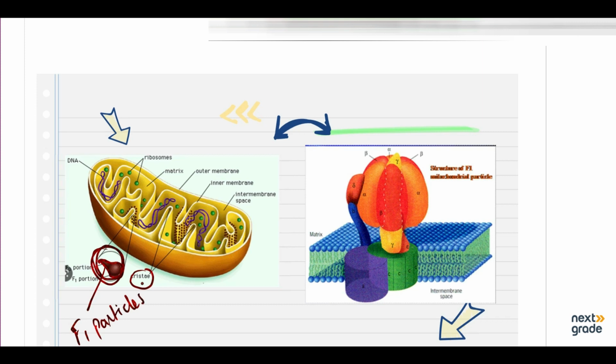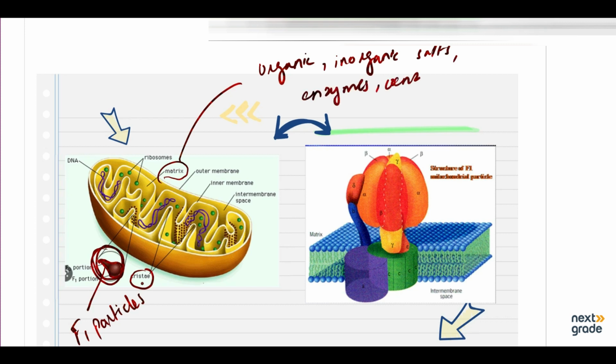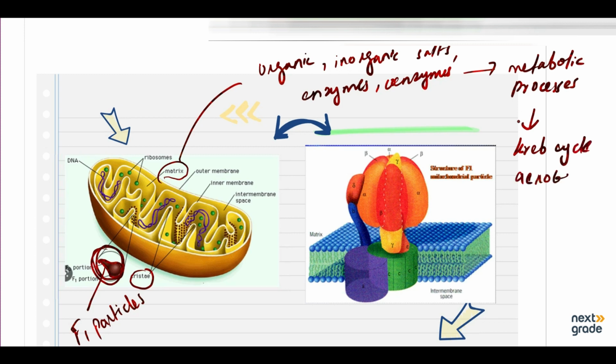The mitochondrial matrix contains a large number of enzymes. In this mitochondrial matrix you will find a large number of organic and inorganic salts and a number of enzymes. All these things help in several metabolic processes, which we can learn about later in the upcoming videos, right? For example, the Krebs cycle, aerobic respiration, and fatty acid metabolism. So in all of those, in the Krebs cycle and aerobic respiration, it does help.